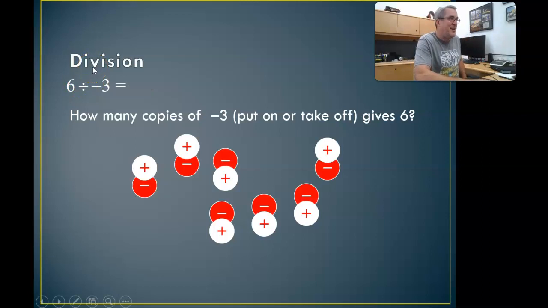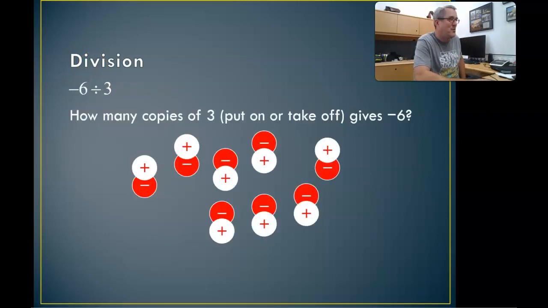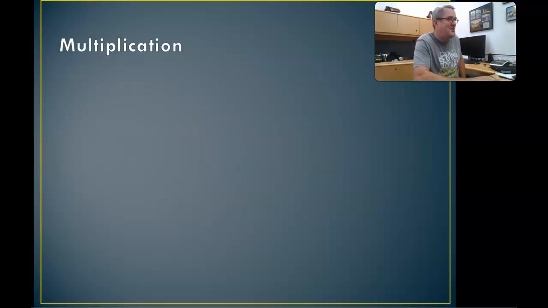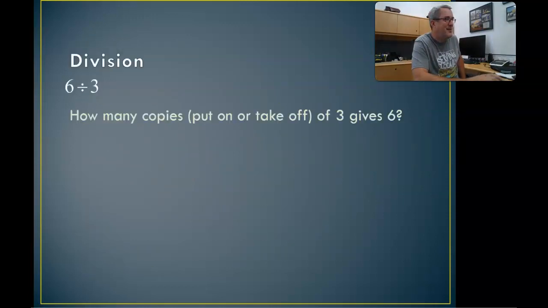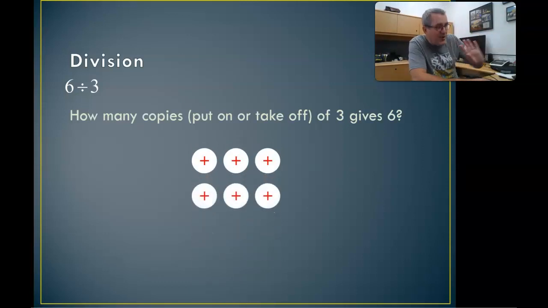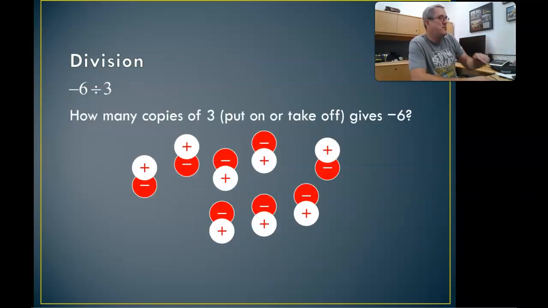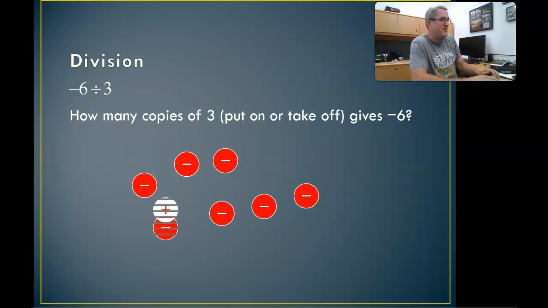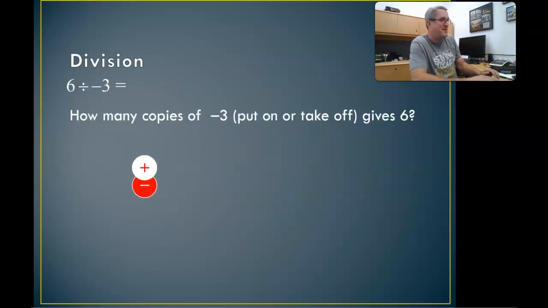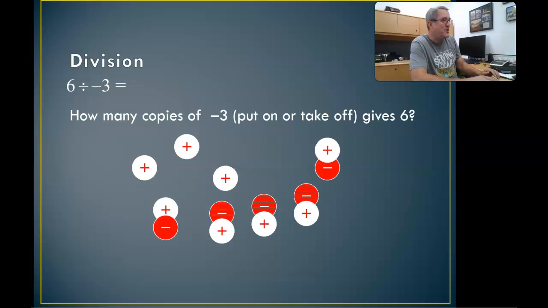Now, I want you to go back. You're going to have to cycle back to this whole thing, even back to just 6 divided by 3. How many groups of 3 did it take to make 6? Notice we brought them in. We created 2 groups of 3 to make 6. That's a positive act. We removed groups of positive 3 to be left with negative 6. We removed groups of negative 3 to be left with 6.